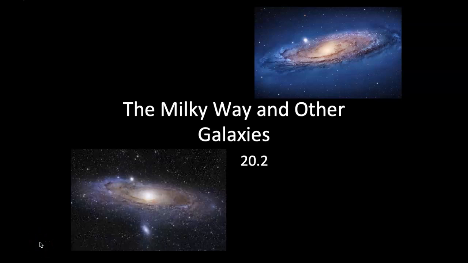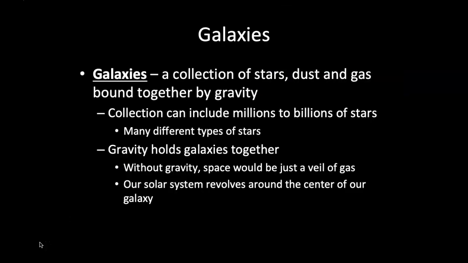This next section of notes is going to cover the Milky Way and other galaxies. Our definition of a galaxy is a collection of stars, dust, and gas that are bound together by gravity. These galaxies can include millions to billions of stars and many different types of stars.